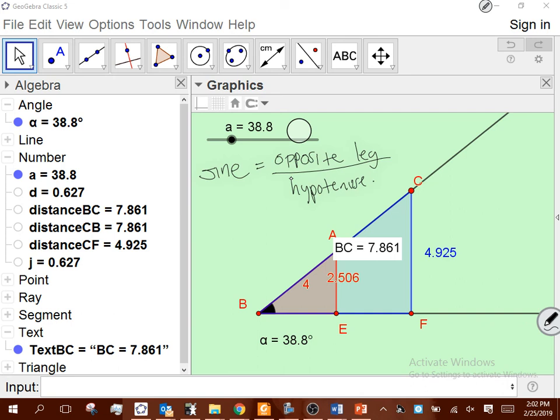Now, the opposite leg changes per angle that I'm looking at. Right now I was looking at angle B, right? Well, I could do the same thing with angle A or angle C in those other triangles, or the other acute angles. If I'm looking at angle A, there's a different side that is opposite A than the side that is opposite B. Does that make sense to everybody?